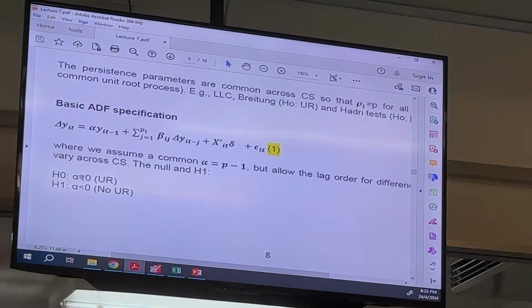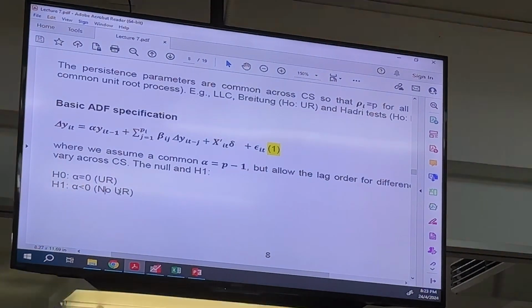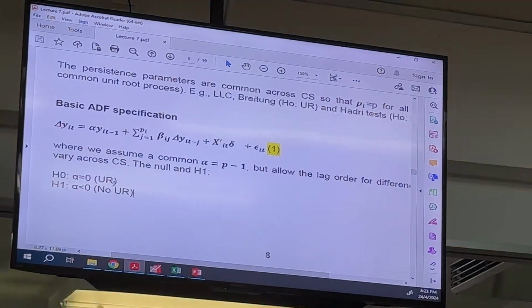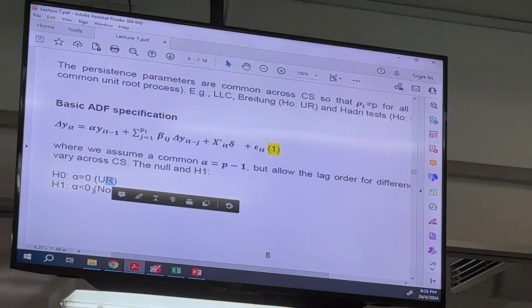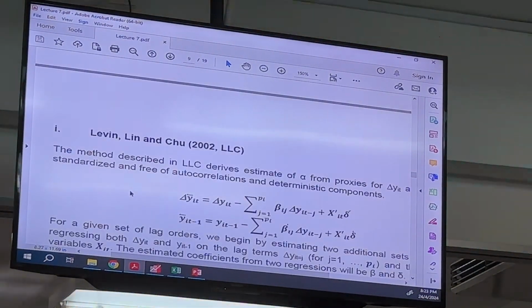Okay. So the null hypothesis is unit root against the alternative of no unit root. This one is your hypothesis. Unit root against no unit root means non-stationary against stationary, with stationary as the alternative. So let's see the first test, LLC.